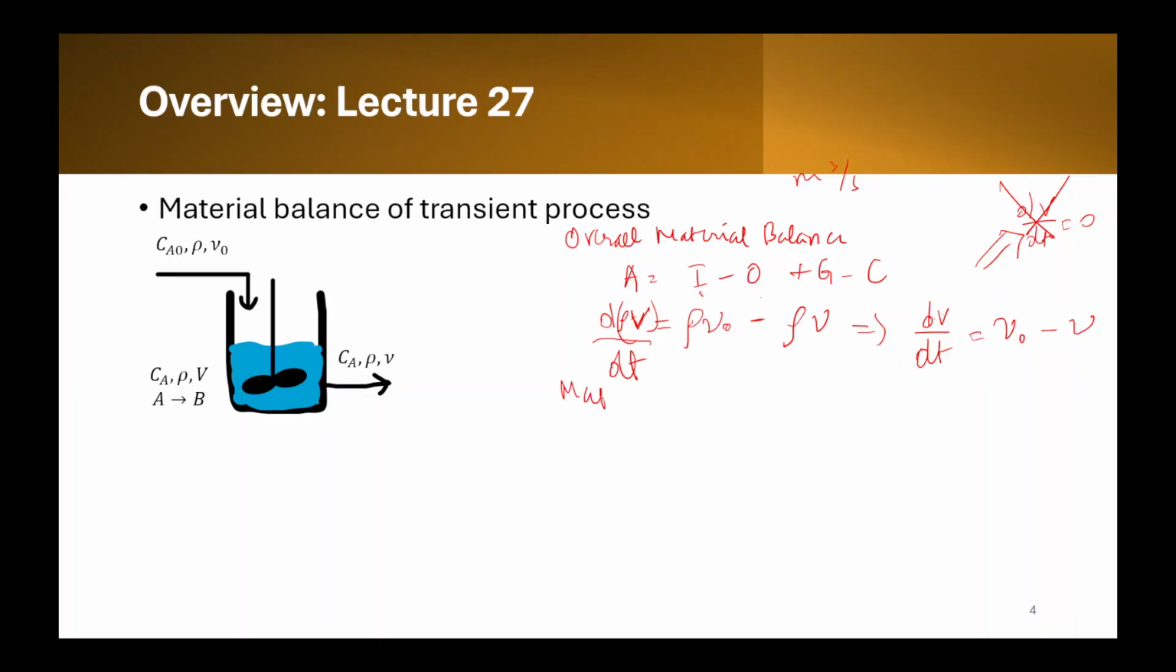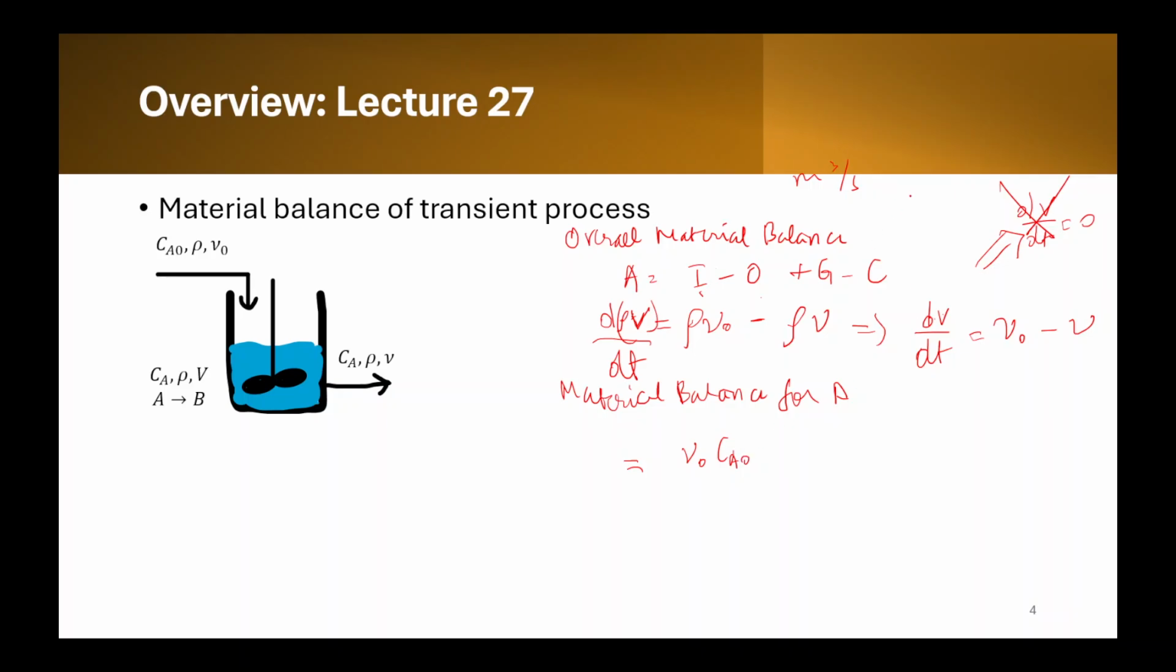So material balance for A. That will be again A equals inlet minus outlet, minus consumption. Nothing is generated for the case of A, but something is being consumed. So we write whatever is coming in. This was the whole fluid, but if you want to write the concentration of A coming in, that will be nu naught into Ca naught.